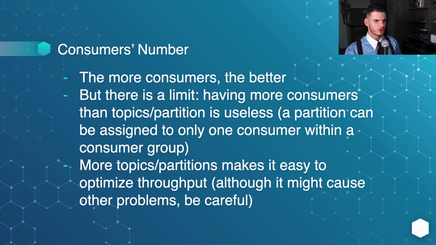So somehow the solution would be to have more topics and partitions, which is definitely a way to optimize throughput, but this is not as easy as creating hundreds of partitions. A huge number of partitions doesn't come for free, so be careful here. As far as the potential problems go, I will go into more details about this in the advanced Kafka part.